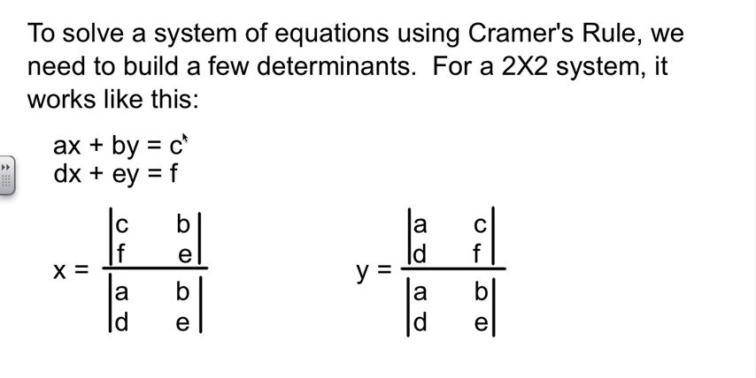Now the numerator, what happens is you take the constant terms, the C and the F. When I'm solving for x, I put them in place of the x numbers. So A and D go out, C and F go in their place. When I'm solving for y, the C and F go in place of the y numbers. So B and E are out, and C and F take their place. Okay, that's the magic formula.